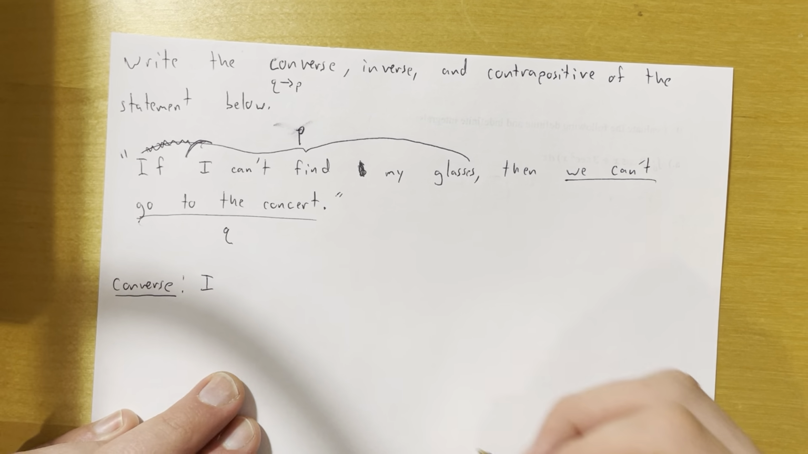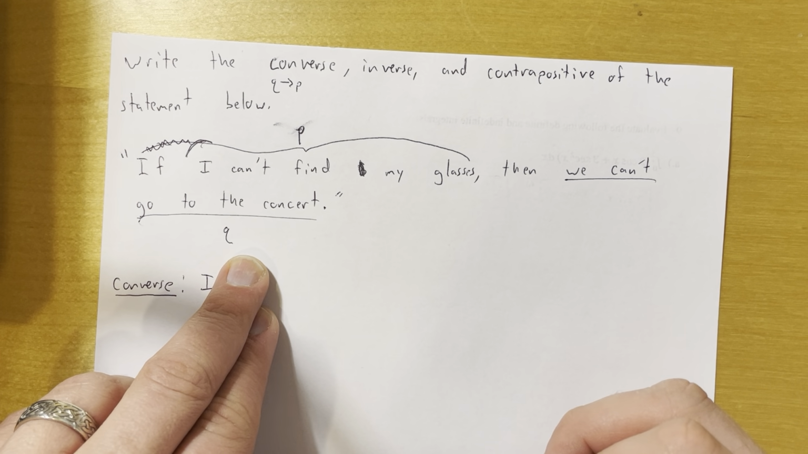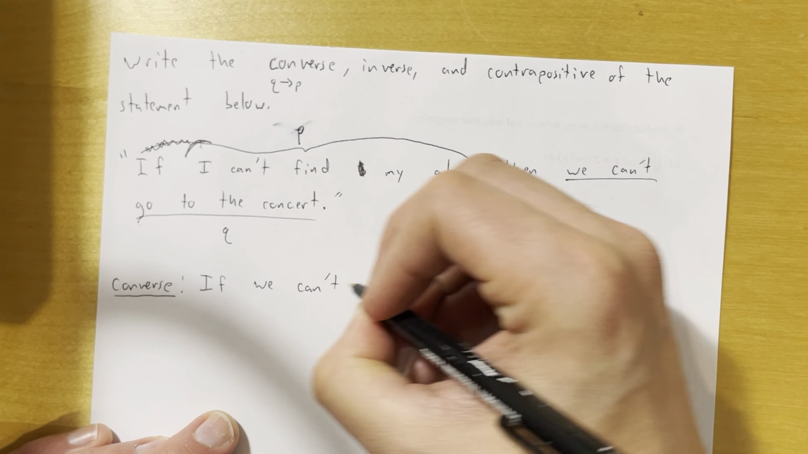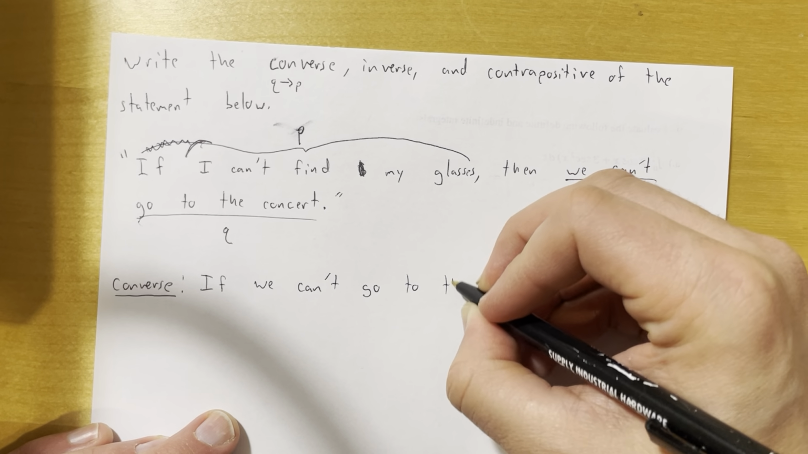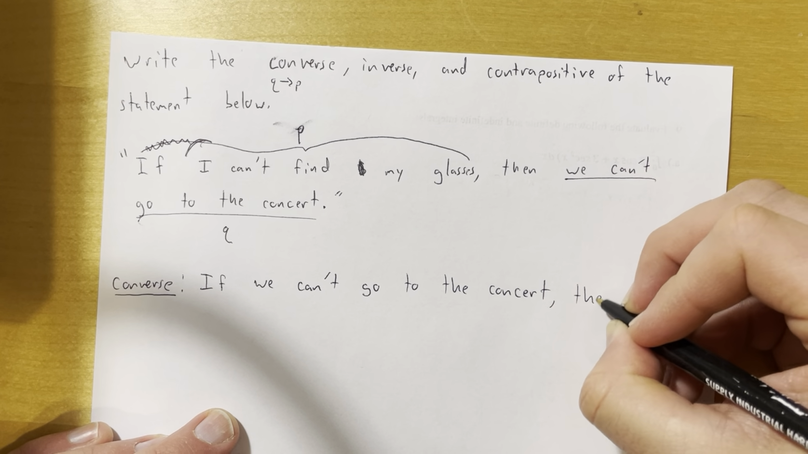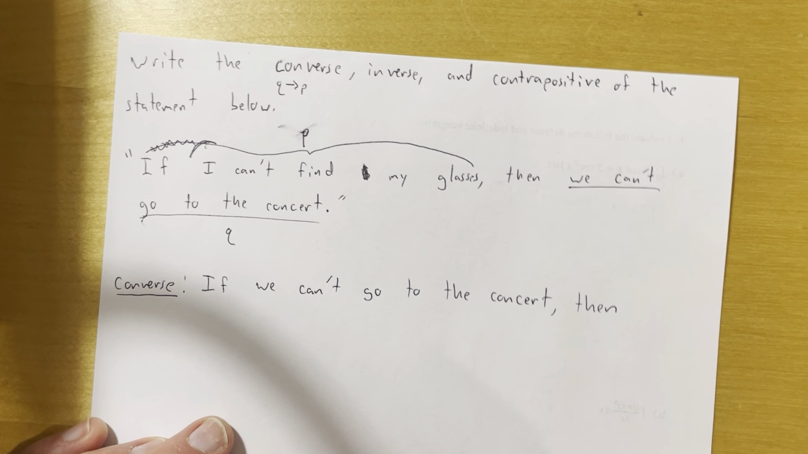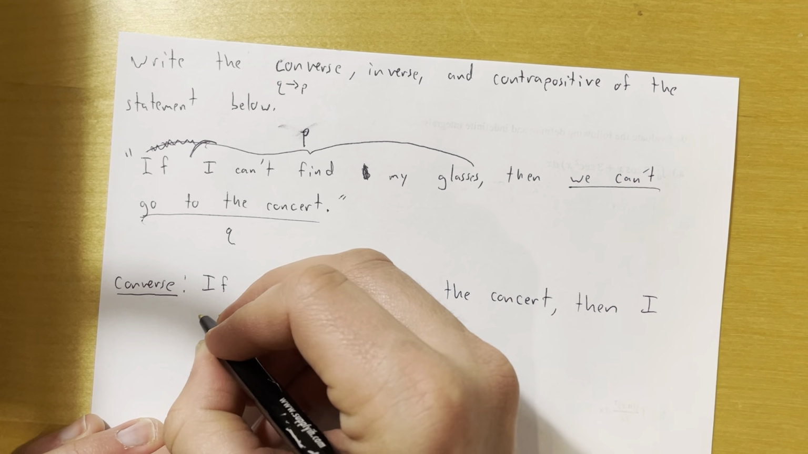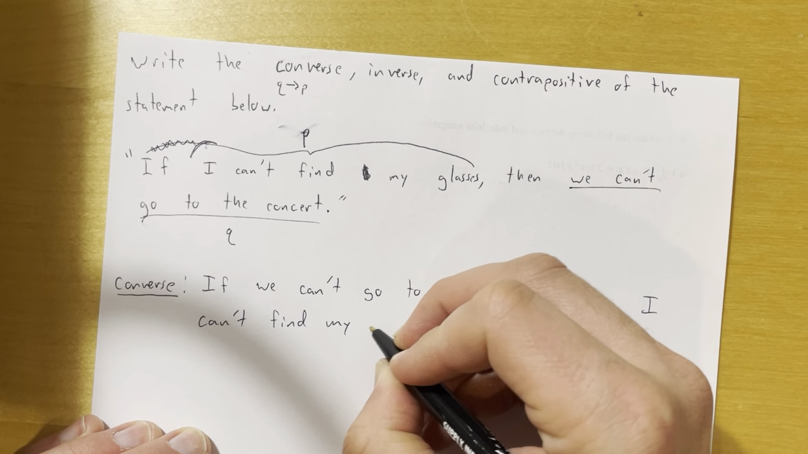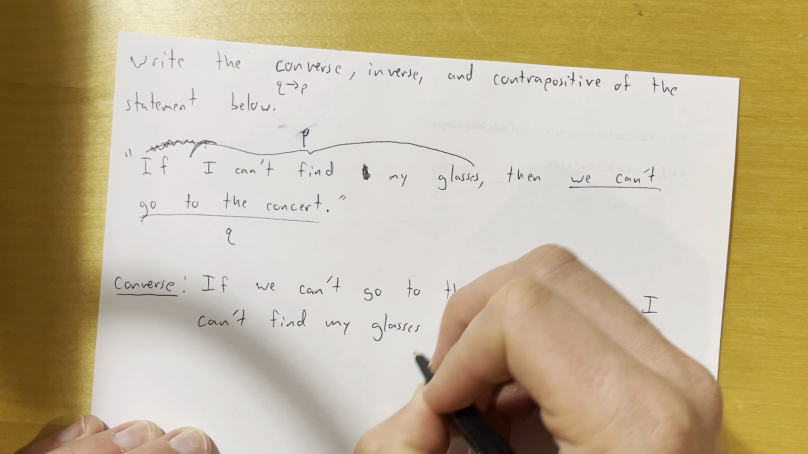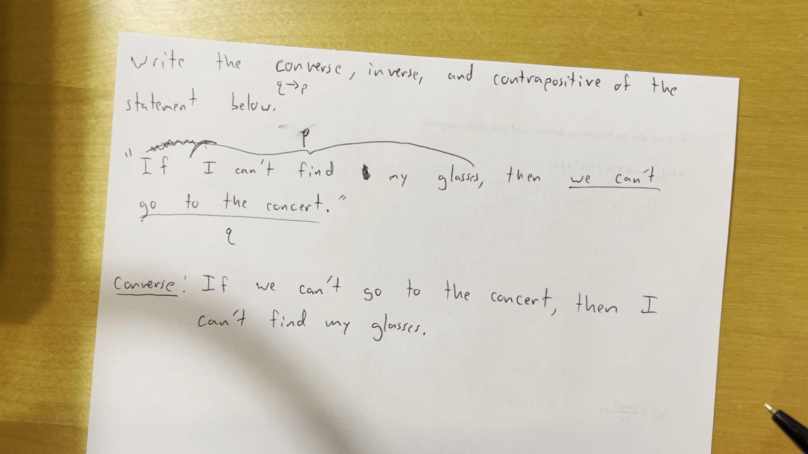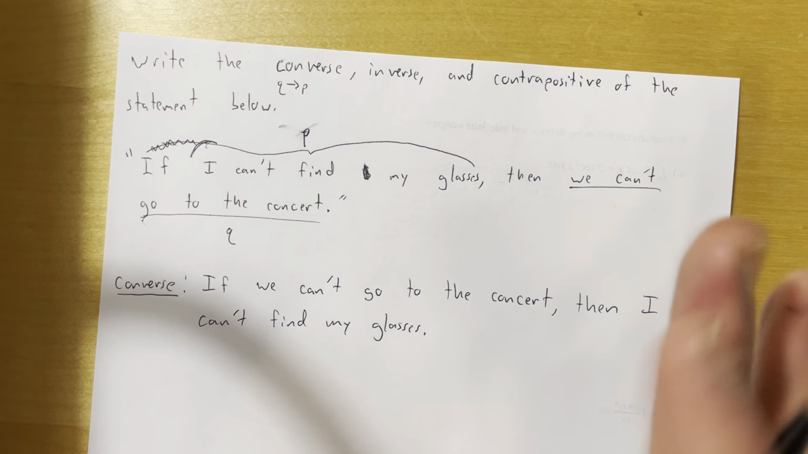Now I take Q and make that my antecedent. If we can't go to the concert, then P, I can't find my glasses. Okay, that's what the converse would be.